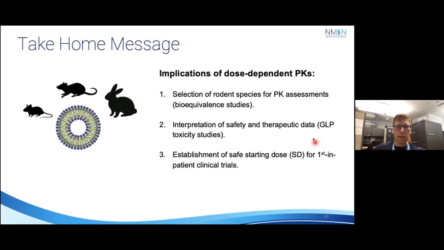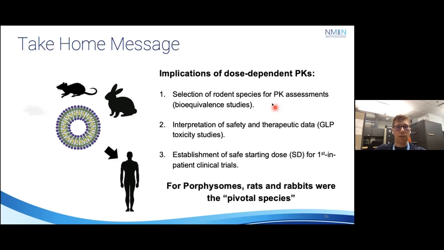So what do these findings mean? Well, you recall again that the PK concentration versus time profile, or the PK parameters, are widely used for assessing the performance and safety of medicines. Thus, the identification of PK profiles has far-reaching implications for the selection of rodent species to assess PK, as is the case in bioequivalency studies, interpretation of safety and therapeutic data, or, as was our case, the establishment of the safe starting dose for our first in-patient clinical trials.